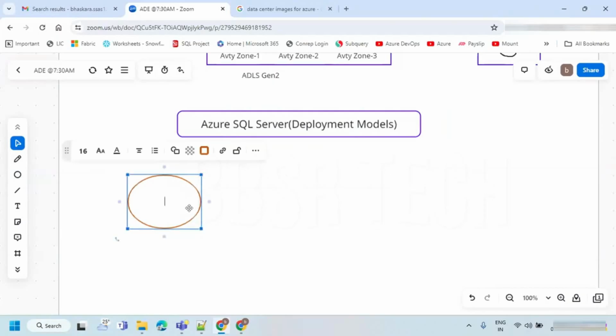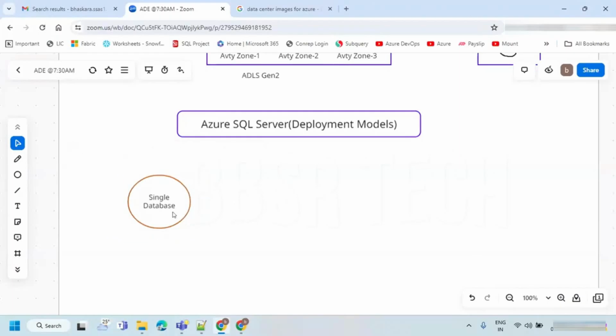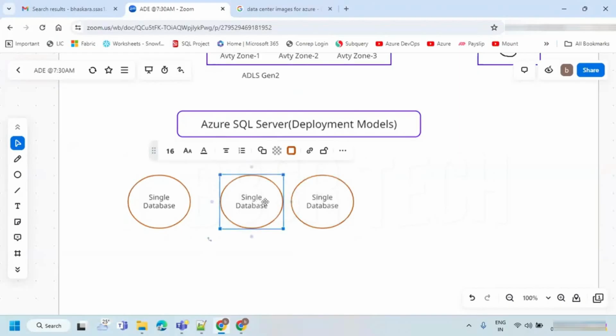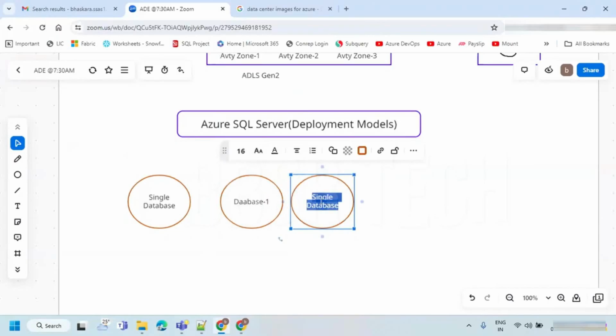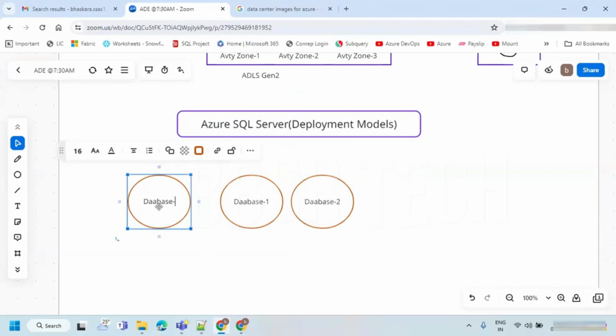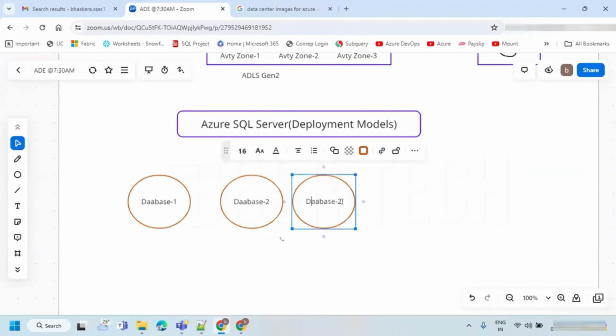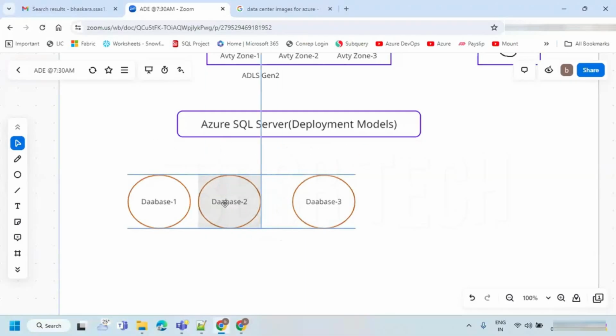One is single database. I'm just giving here, for understanding, database 1, database 2, and database 3. So 3 databases I'm having.